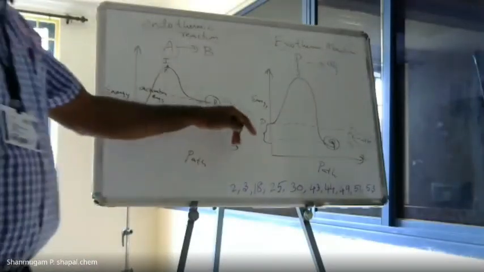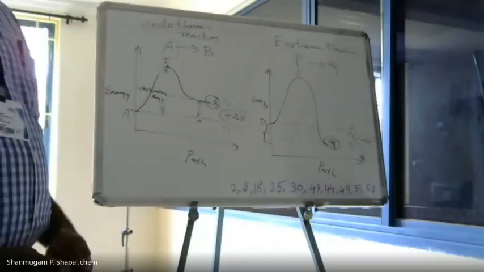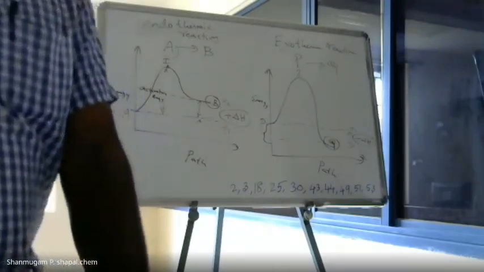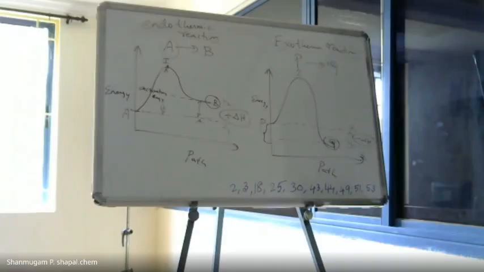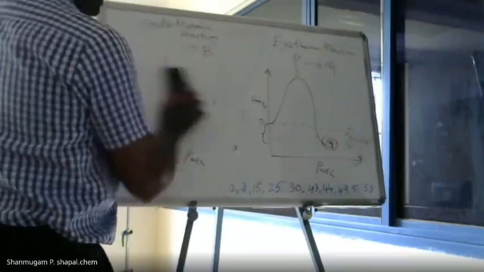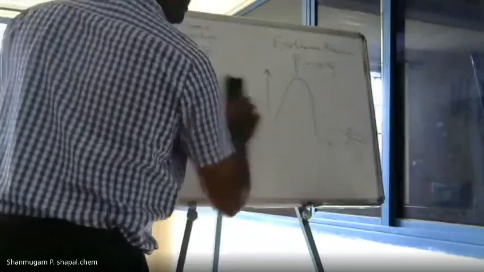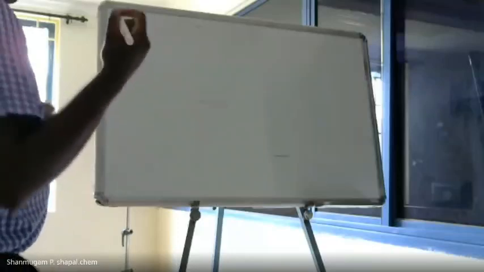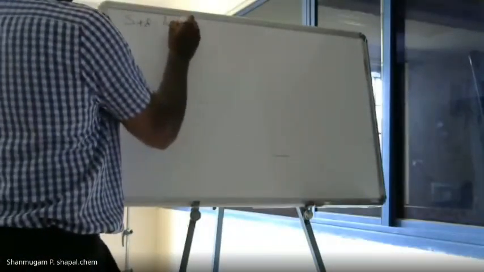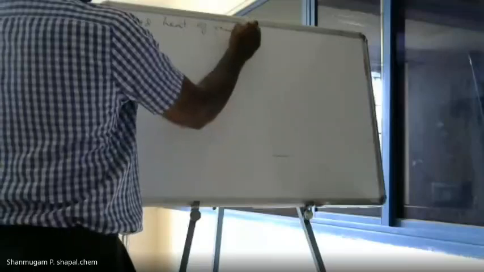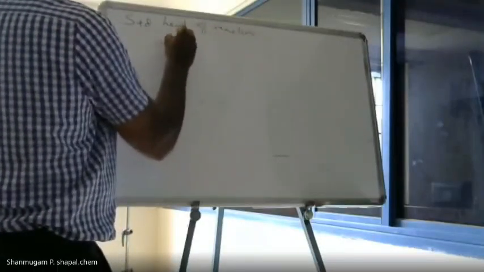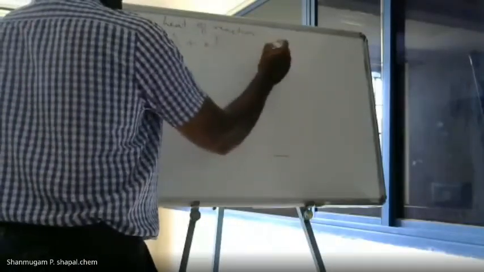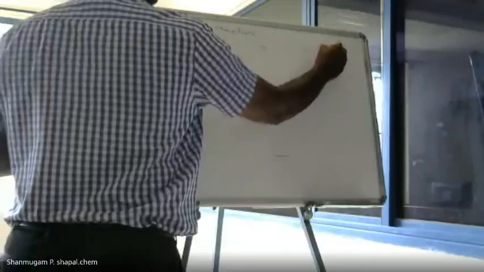This is what we represent by delta H, which is called the heat of reaction. So the standard heat of reaction is what we will calculate here. But before that, how do we calculate this standard heat? For example, you have a moles of A and b moles of B giving c moles of C plus d moles of D.